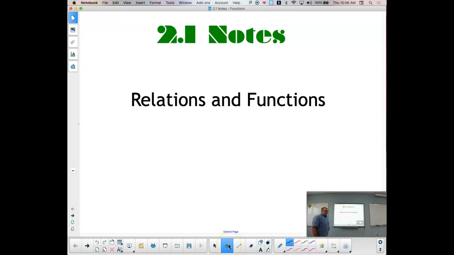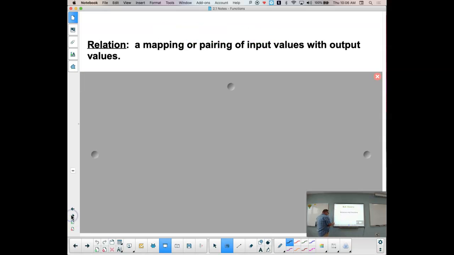So relations and functions today is what we're going to go with. Today is Thursday, so this starts Unit 2 today. Okay? So here we go with it. First off, we have to talk about what an actual relation is. These would be notes that can go into your notebook and for future reference and things of that nature.